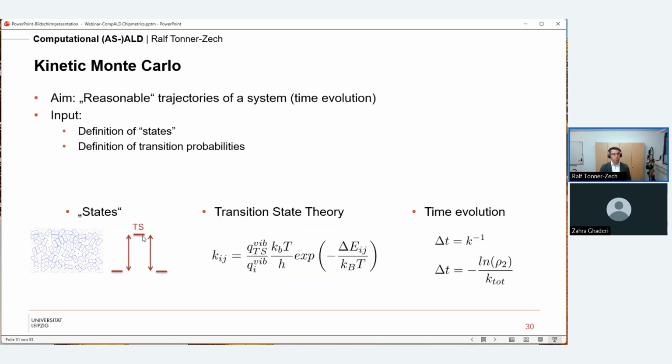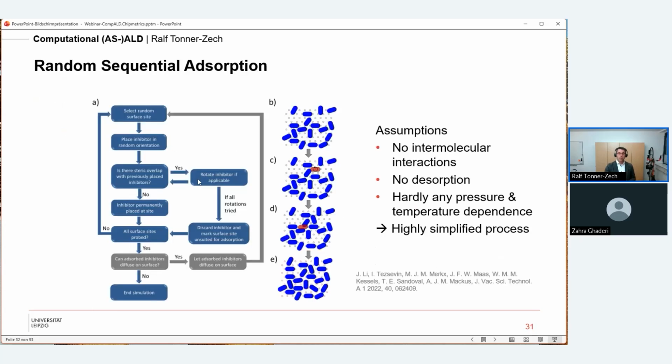So now you don't care about the reaction barriers anymore, but essentially what you do is you have some sort of random driven algorithm which has some pretty harsh assumptions about which possible molecular interactions you capture. So it's very simplified, but what it in the simplified manner models is that the molecules randomly adsorb at the surface and you get coverages.